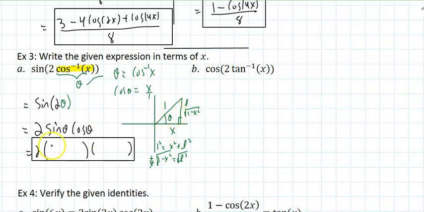The sine is the opposite over the hypotenuse. And the cosine is the adjacent over the hypotenuse. You want to simplify it for the back of the book, you can. That's what the back of the book will have.